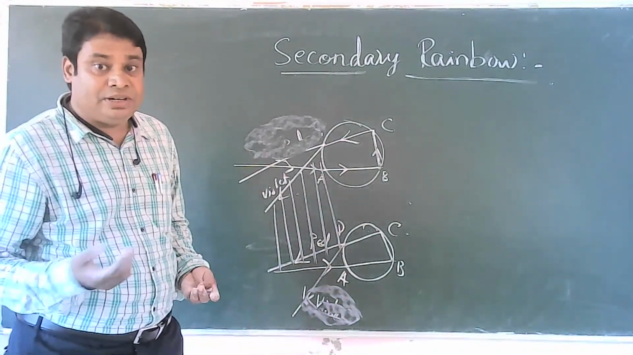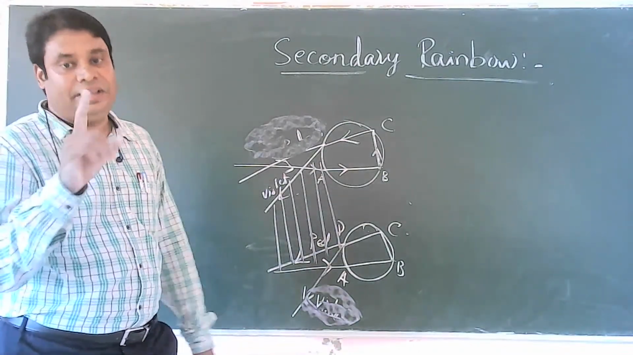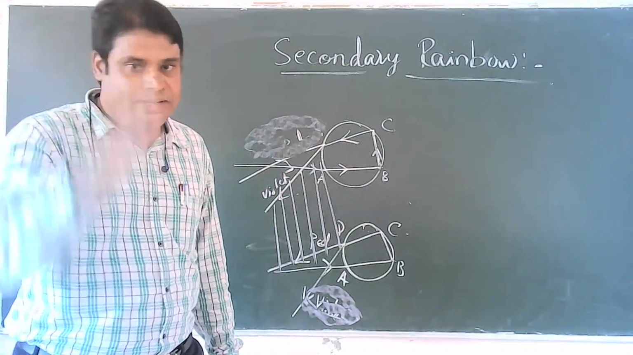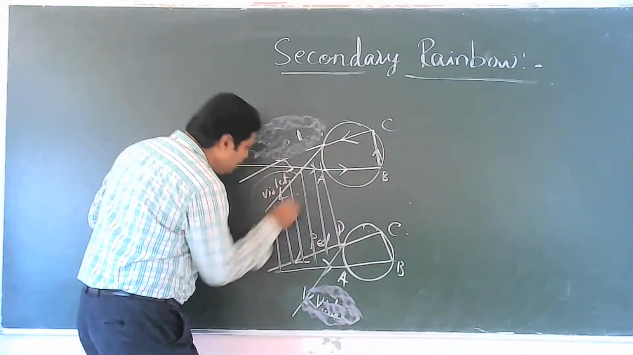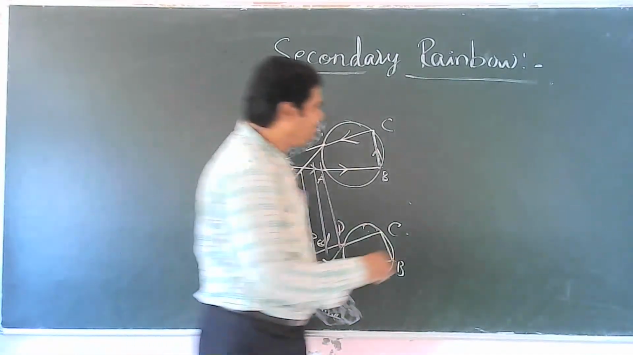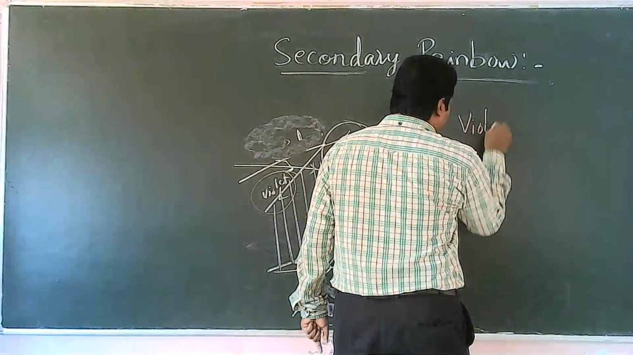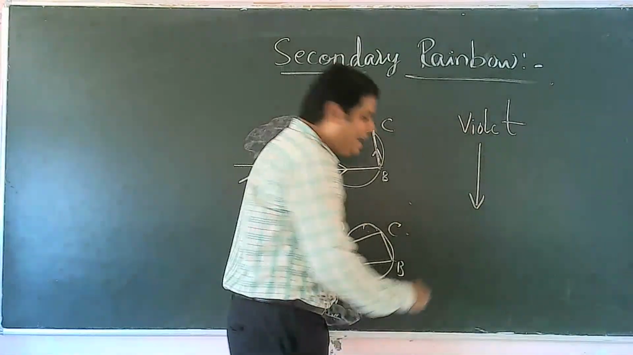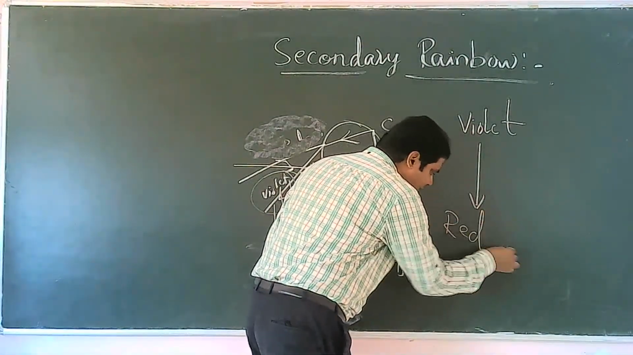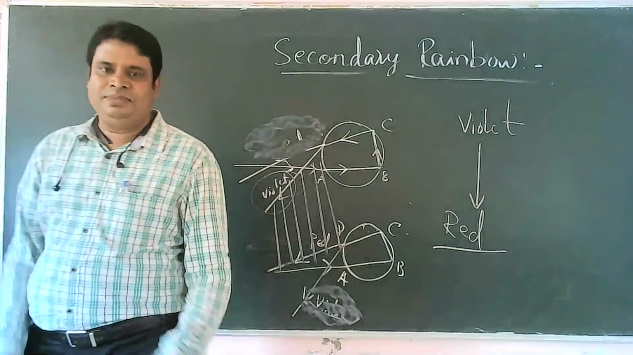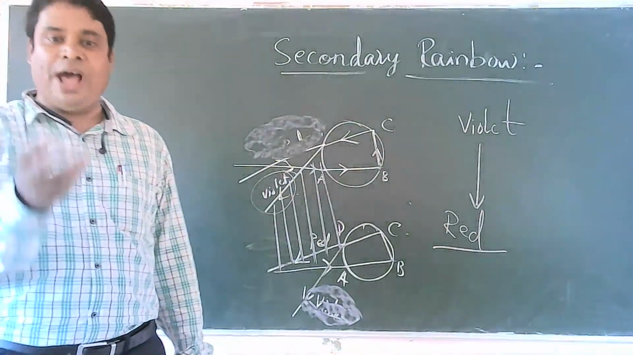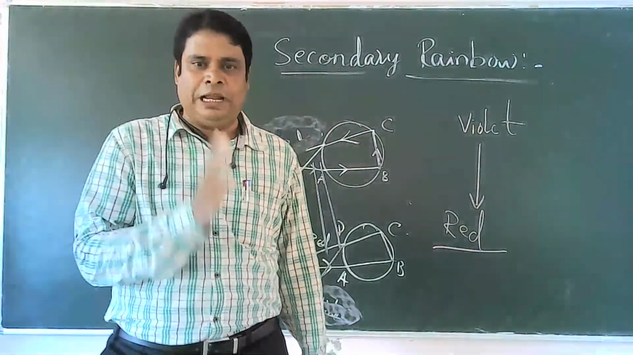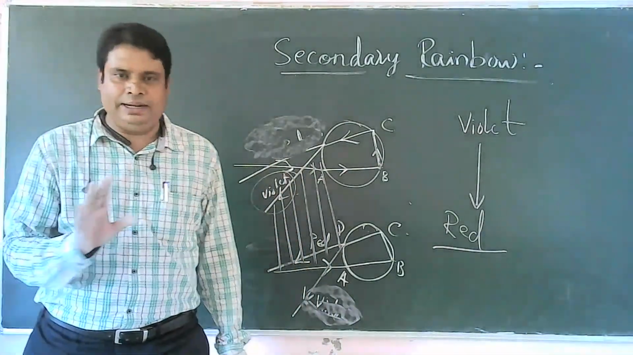Here, the colors are reversed. In the primary rainbow, we observe red color at the top, whereas here we observe violet color at the top and red at the bottom. It's a reverse. You may be asked to write any three differences between the primary rainbow and the secondary rainbow.